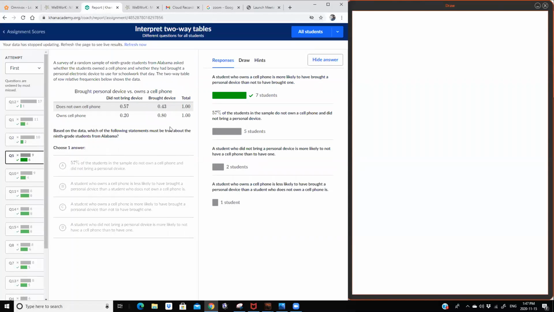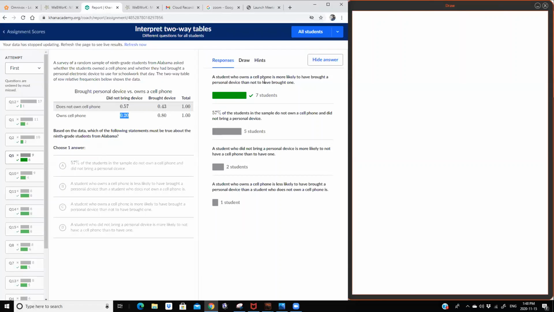Here you have a table. Here the category is do not own cell phone, own cell phone. And here is did not bring a device and brought a device. And what you're given are row percentages. If you're given row percentages, that means this number is comparable with this number, but this number is not comparable with this number. The right answer is this.